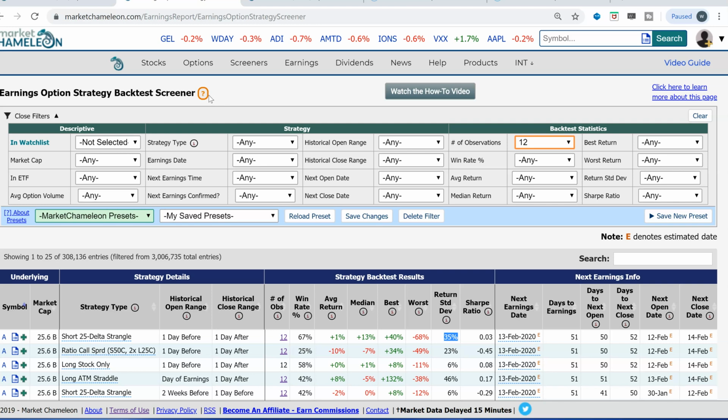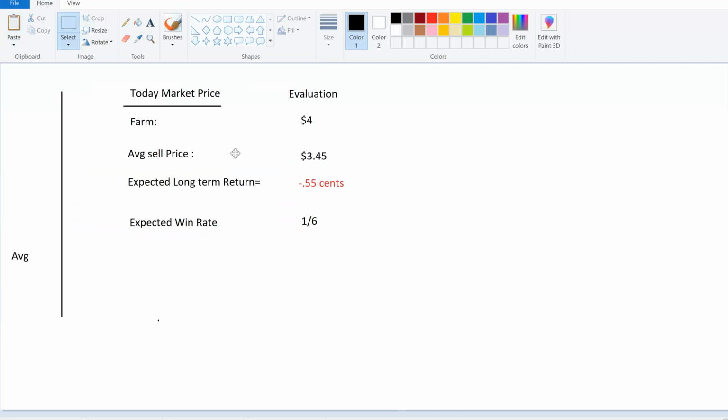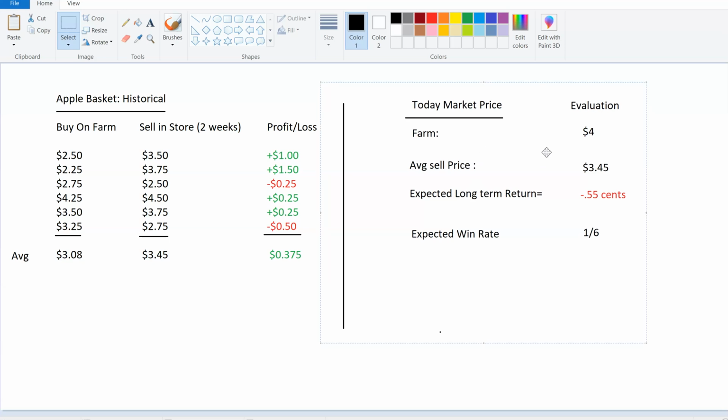So now let's do an evaluation on today's market prices. And this is what I mean by that. I'm going to go back to our illustration and bring up today's market price. Let's assume today we go to the farm, and the farm wants $4 for a basket of apples.